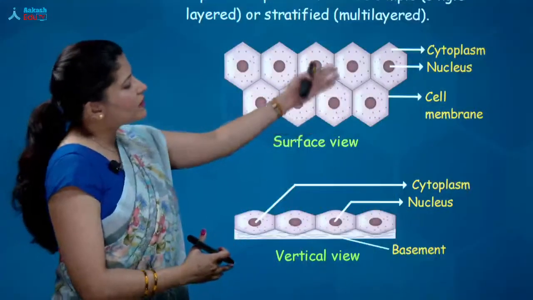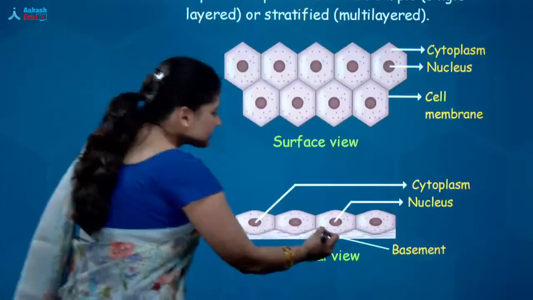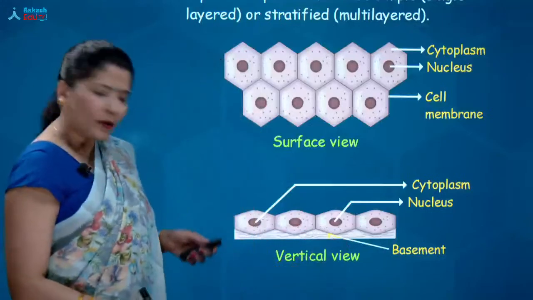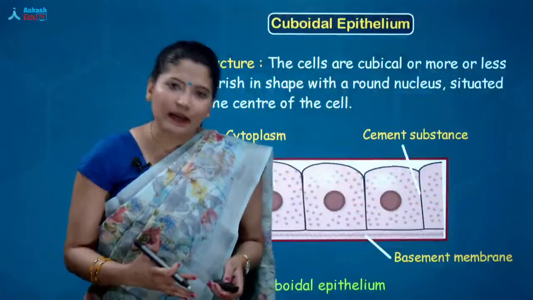This consists of nucleus, cytoplasm, and this is the vertical view. And here it is the basement membrane. You can see. Okay. Moving to the next, that is the cuboidal epithelium.